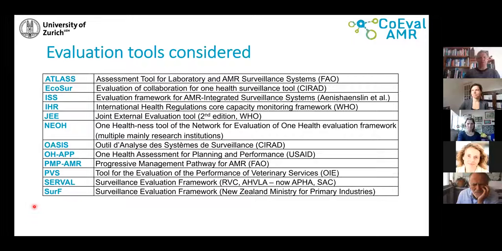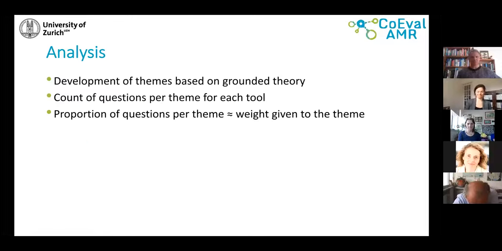If you are aware of some frameworks that are not cited here, it may be one that is derived from one of those. There are a number of other tools that derive from the CERVAL and some that derive from the ATLAS tool. When those were derivatives, we did not assess them separately, but assumed that they were covered by the original tool. So what did we do?